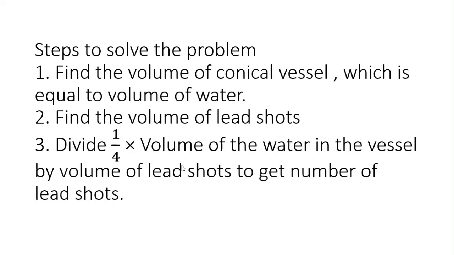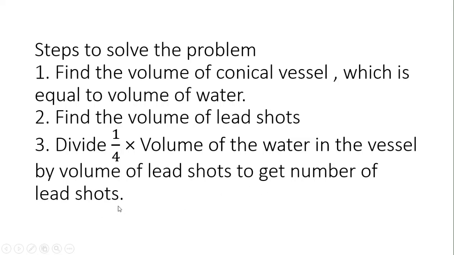Now, what to do to solve the required thing? First, we need to find the volume of the conical vessel, which will be equal to the volume of the water, as we have followed the steps like that. And find the volume of the lead shots. Here the volume of all the lead shots is not directly known, but we can get it by equating it with 1 by 4th of the volume of the water. So we can divide 1 by 4th of the volume of the water in the vessel by the volume of a single lead shot. Then we will get the number of lead shots.